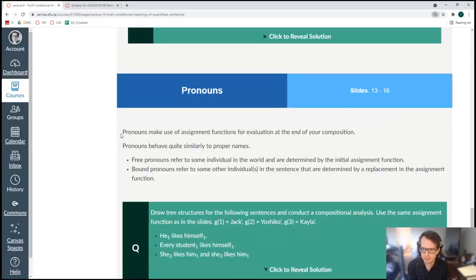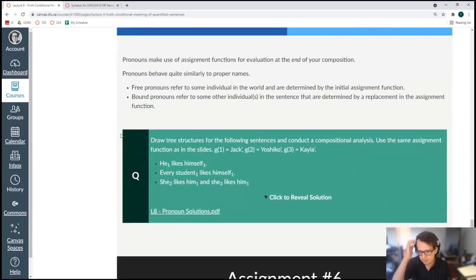What you'll notice here, and I'll zoom in, is I just say G1 is Jack, and G2 is Yoshiko, and G3 is Kayla. So what I do here when I just give a number is I'm giving a shorthand, saying that everything with a 1 is Jack. So he one, it one, she one, himself one, him one, T1, all these ones are Jack. It's just a shorthand, so I don't have to define like eight different versions of pronouns. So we might see that as well. And there's solutions here.